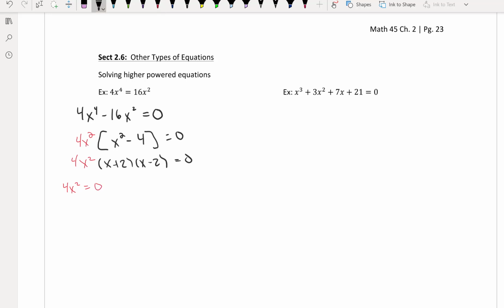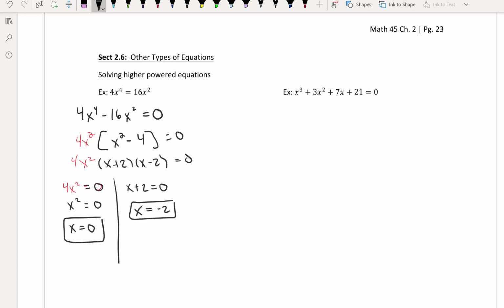So really, this tells us that if we divide by 4, I get x squared is equal to 0, and the square root will give me 0. So I have my first answer as x is equal to 0. Now I have my x plus 2 is equal to 0. So x is equal to a negative 2. And then that last parentheses, x minus 2 is equal to 0. So x is going to equal a positive 2.